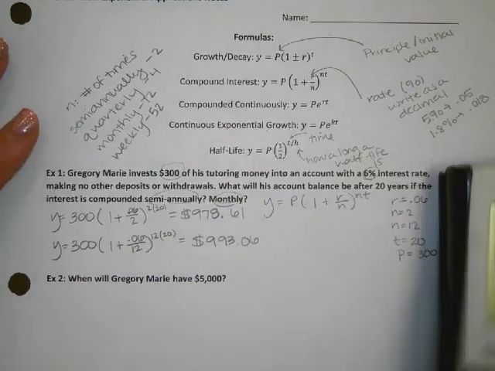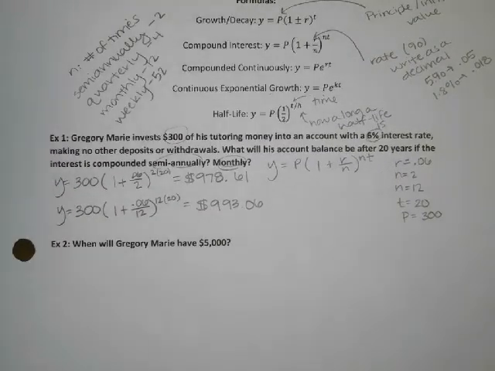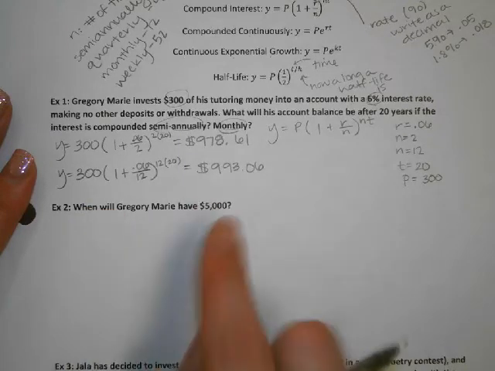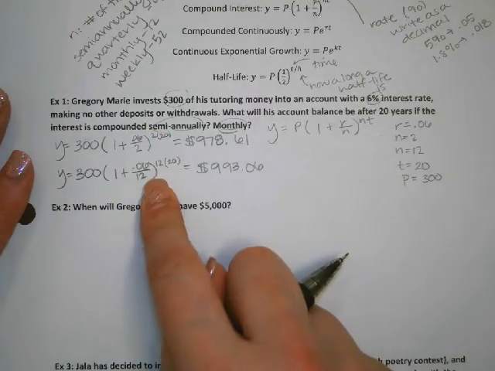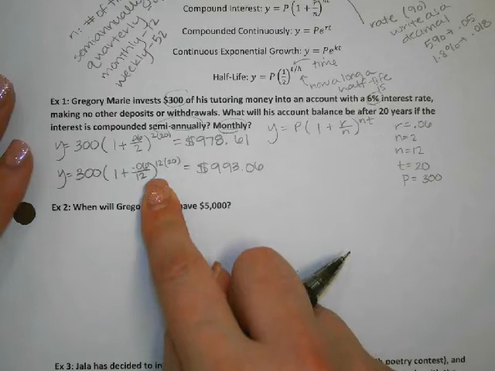All right. The next question is the part of the question that we're really getting at, and these are the types of questions that we would like to ask that we could not answer when we were first learning these formulas. They are questions that now that we have gone through this unit, we actually know the mathematical processes to solve them. So here it says, when will Gregory Marie have $5,000? So we do have two different situations, and so we're going to have to do this problem twice to figure out the answer in each situation.